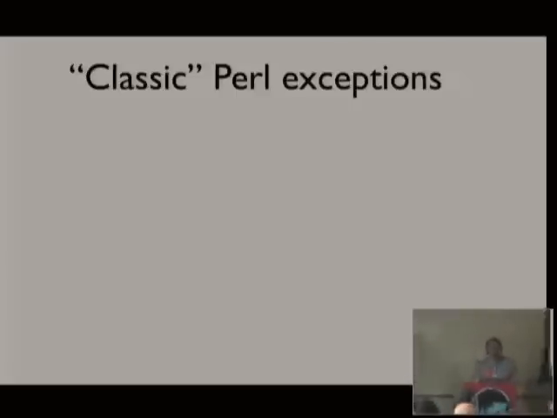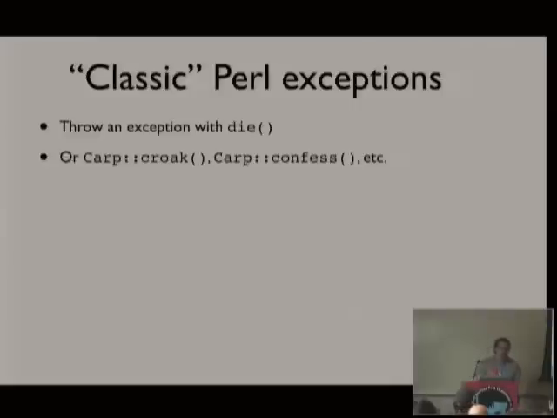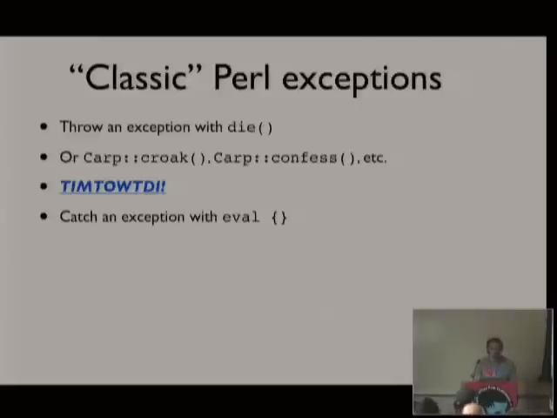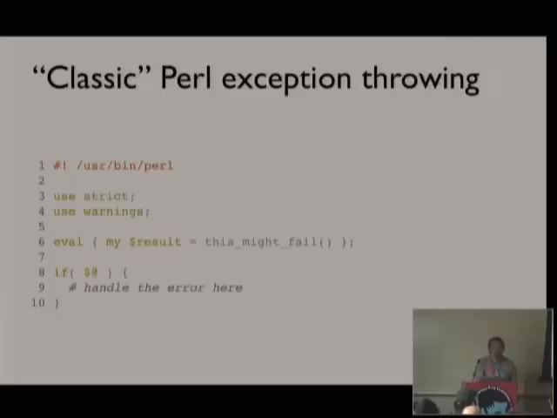So a little background, right? Classic Perl exception handling. You throw an exception with die, or carp, croak, or confess, or whatever. There's more than one way to do it. It's Perl. And you catch exceptions with eval. And then you handle the exception that you just caught by looking at $@.